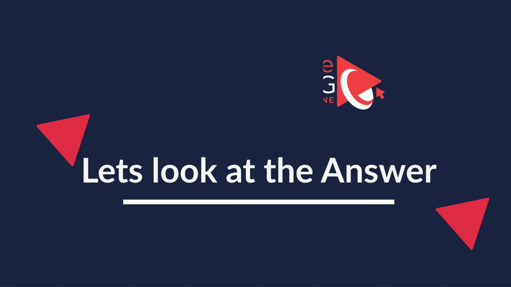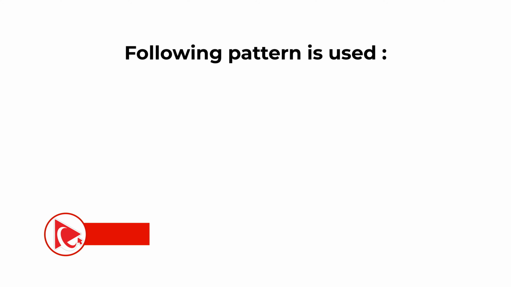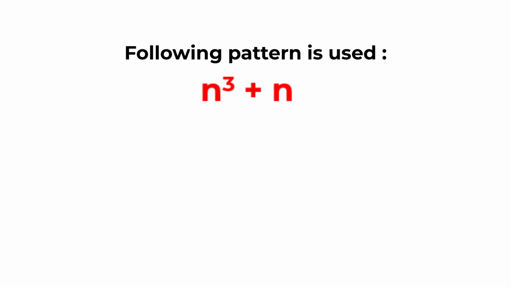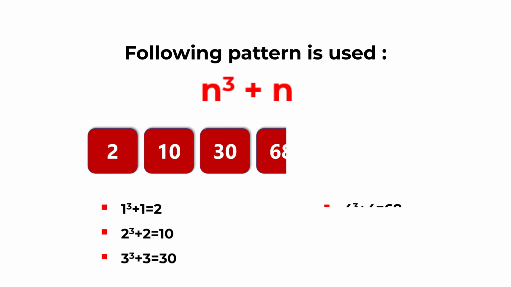When dealing with sequence questions, my recommendation to you is always look for patterns. And to determine the answer in this case, we need to use the pattern n cube plus n. So it starts with the first number, which was calculated as 1 cube plus 1 equals 2. The next number was calculated as 2 cube plus 2 equals 10. The following number was calculated as 3 cube plus 3 equals 30. Then 4 cube plus 4 equals 68.